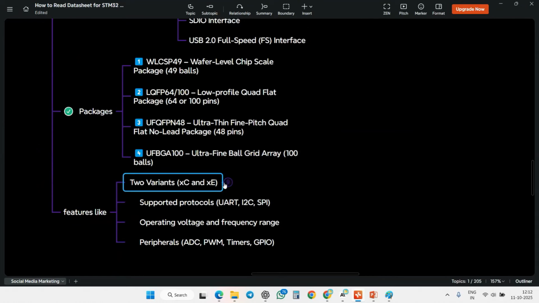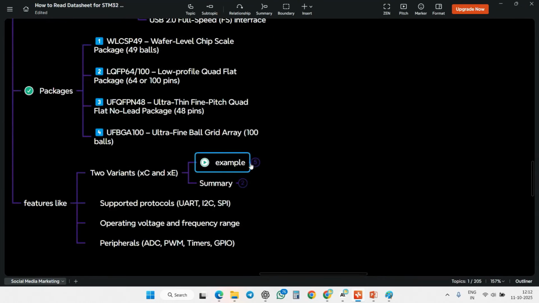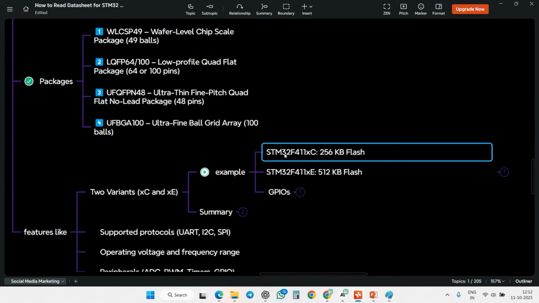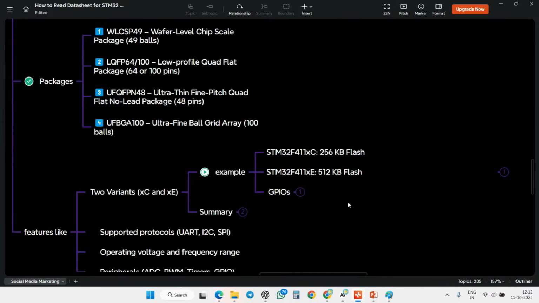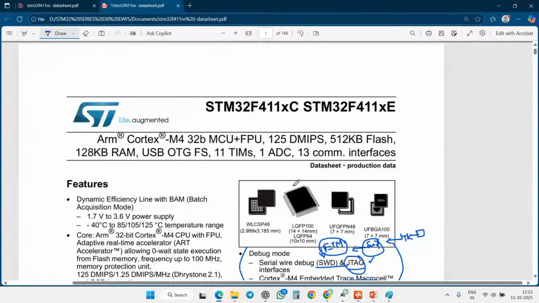What are the two variants? Okay, two variants: XC and XE. The example: STM32 XE has 256 kilobytes of flash. I'm just showing you this.